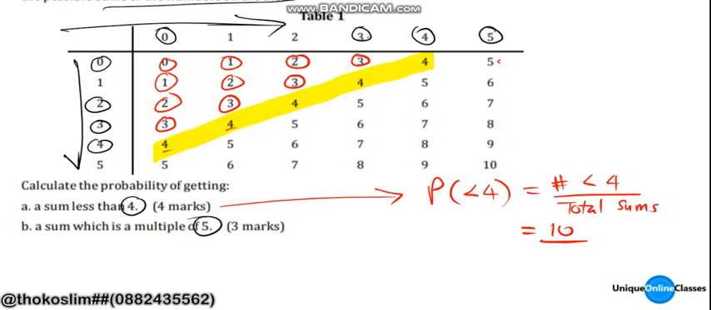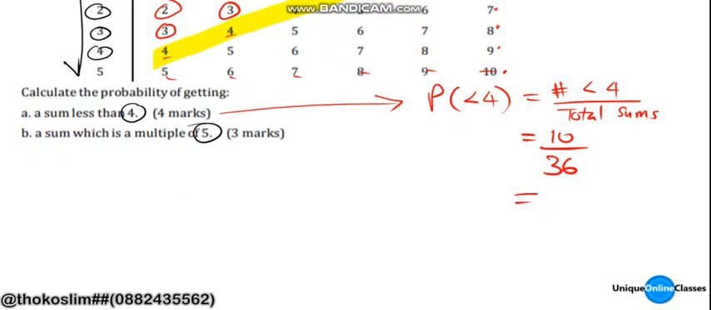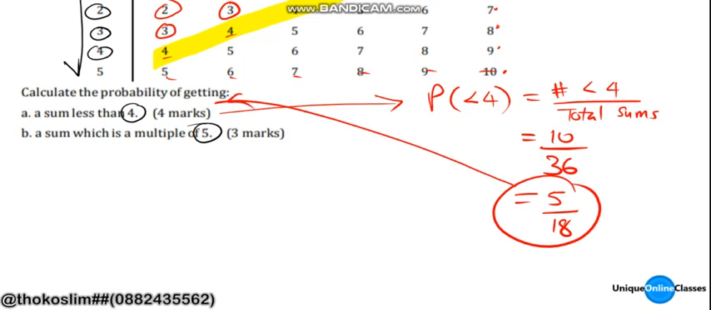On this side 1, 2, 3, 4, 5, 6. On this side 1, 2, 3, 4, 5, 6. So that's 36, 6 times 6. Here is 36. And if we simplify that one, we take 2 out of 10, that's 5, and 2 out of 36, that's 18. So this is the answer for the sum which is less than 10.